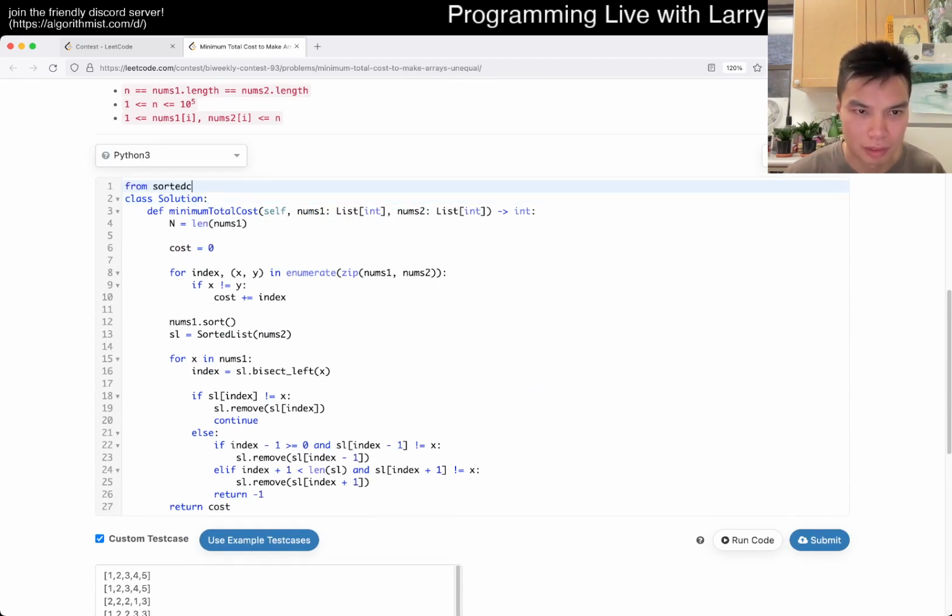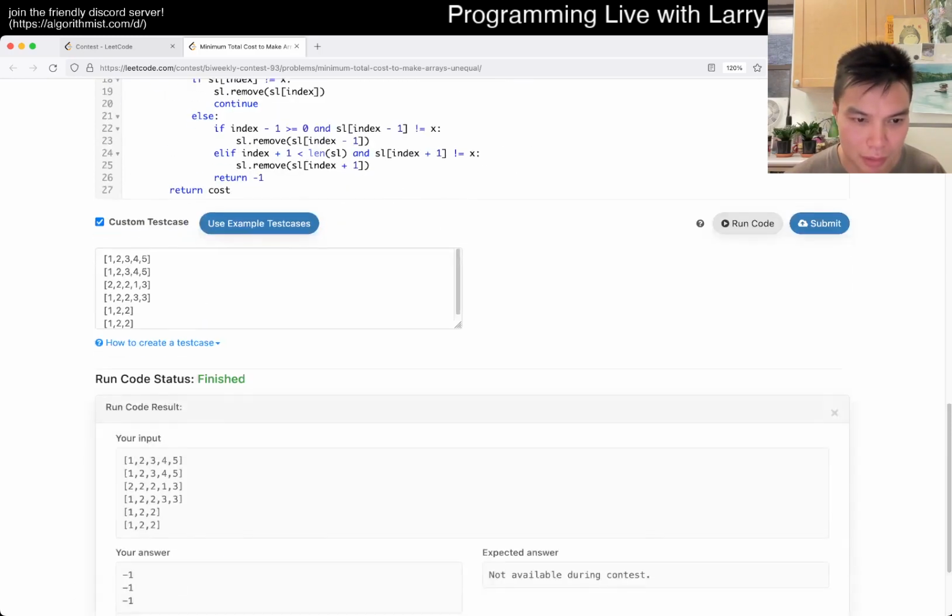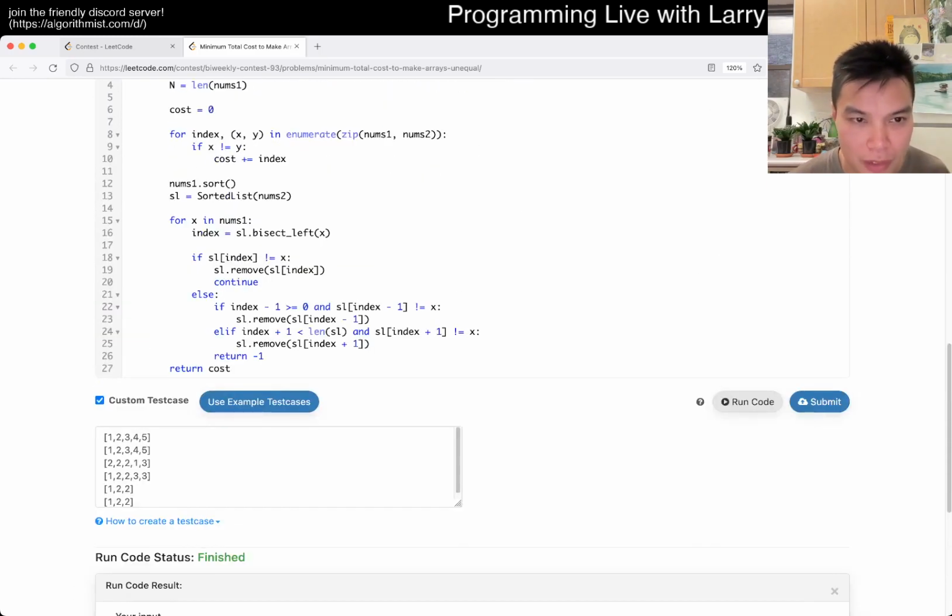From sorted container. But I don't even know if this is fast enough, to be honest. That's a lot of removals, and also I'm kind of wrong anyway. Which is good, I suppose. It's better to get it wrong here. So the one, it removes one of the twos, right?